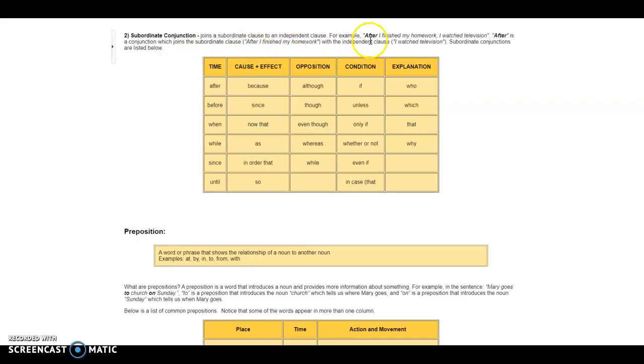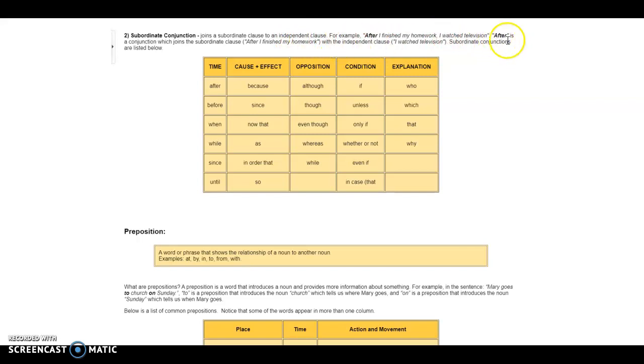So if we look at this sentence here, "After I finished my homework," that's a subordinate clause. That clause cannot stand alone as its own sentence. After I finished my homework, what? That word "after" makes it so that it's incomplete. And then we have a second clause, "I watched television." So "I watched television" is an independent clause.